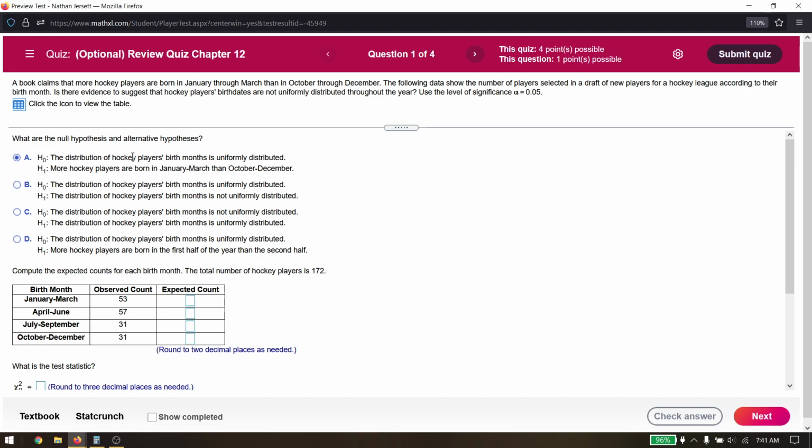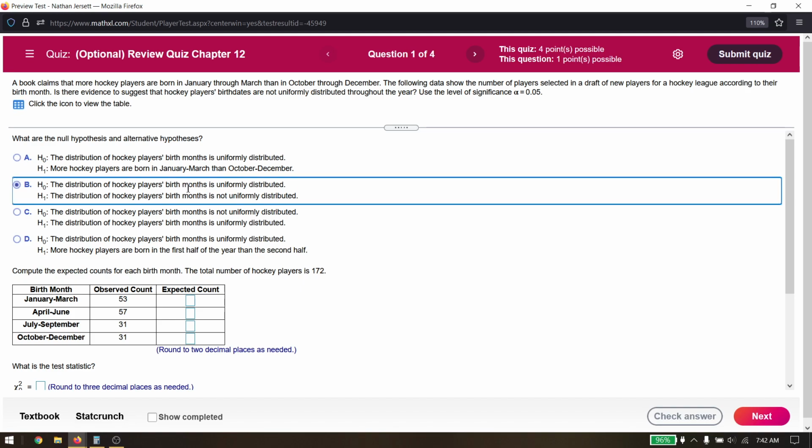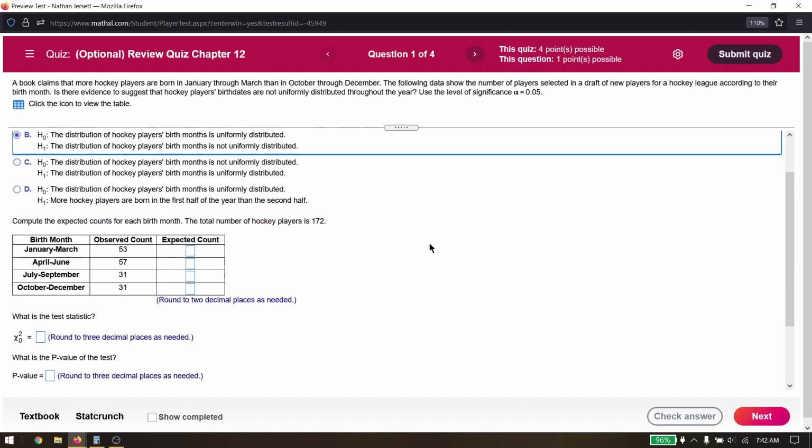So distribution of hockey players is uniformly. More hockey players are born in January through March. I think that one's correct. Maybe that's the correct one though, because this is uniformly distributed or not uniformly distributed. They're not all equal. Yeah, I think B is what we want there. Just uniformly or not uniformly.